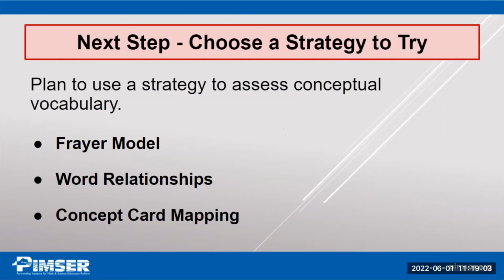So now select a strategy that you would like to try with your class to cement conceptual vocabulary. There are readings in the folder on word relationships and concept card mapping. Pause the video and think about which words you'll want to include on cards for word relationships or concept card mapping in an upcoming unit. There are numerous Frayer model resources and examples that you can find online.